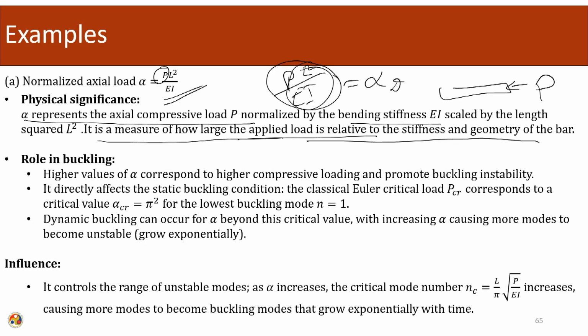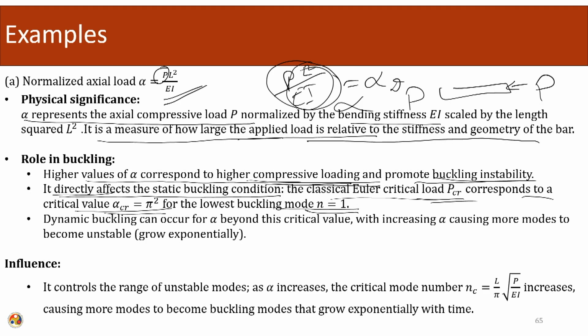What is its role in buckling? The higher value of alpha corresponds to the higher compressive load. If alpha is higher, it means that P is higher, and it means that the compressive loading is higher and it will promote the buckling instability. So it is going to cause buckling instability. Alpha directly affects the static buckling condition. The classical Euler critical load corresponds to a critical value of alpha equal to pi square for the lowest buckling mode, n equals 1.